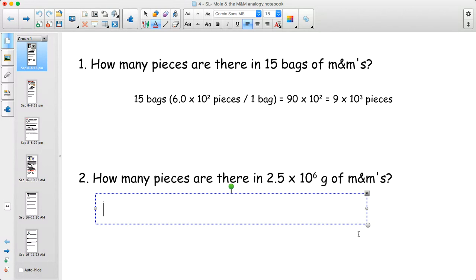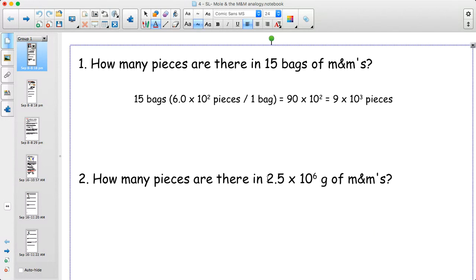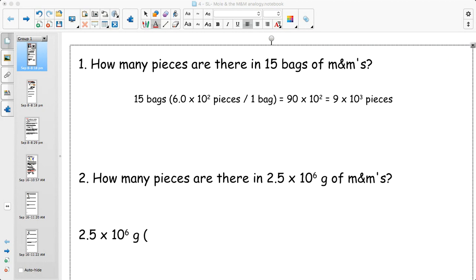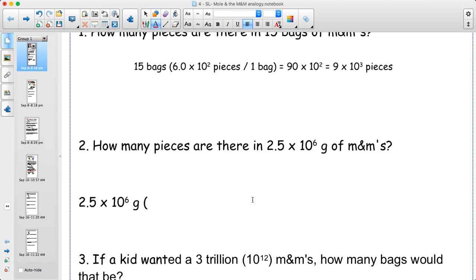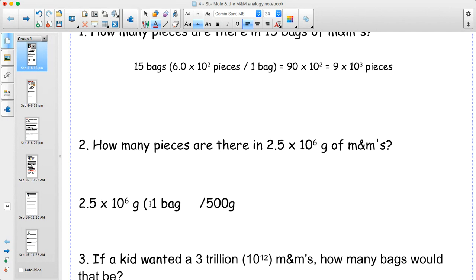Okay. Well, if we set that up here, let me copy that for the sake of time. So this many grams, and then I want to get rid of grams. Grams will go on the bottom. So 2.5 times 10 to the 6th grams, we're going to put grams on the bottom, and there are 500 grams in one bag. So again, the unit that I want to convert into, I always put on the top of my fraction, and the unit I want to get rid of, I put on the bottom of the fraction. So this converts into number of bags.